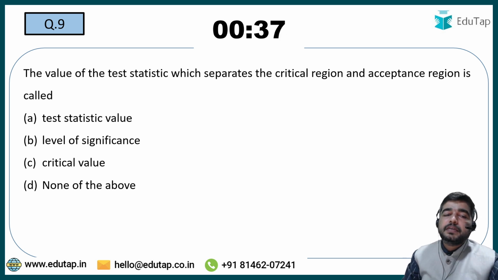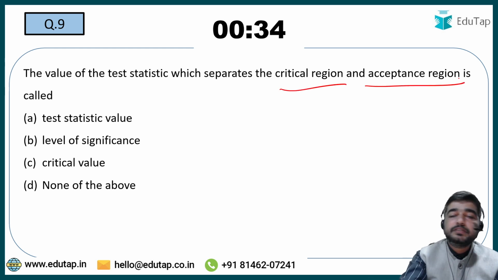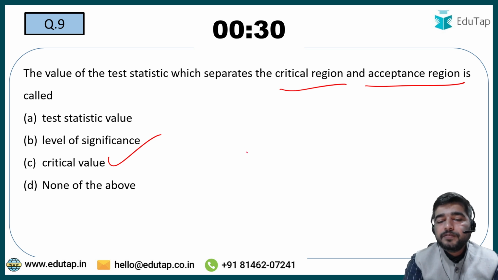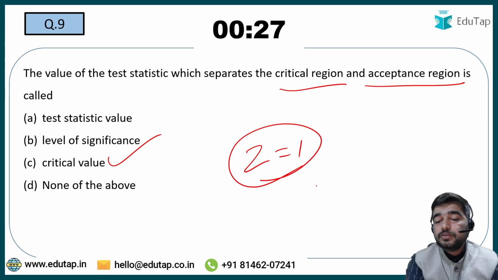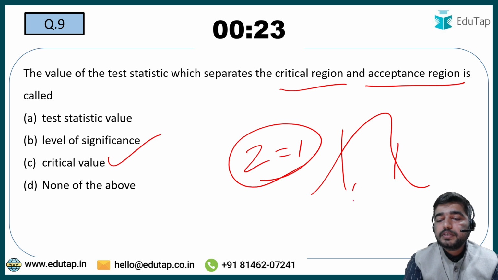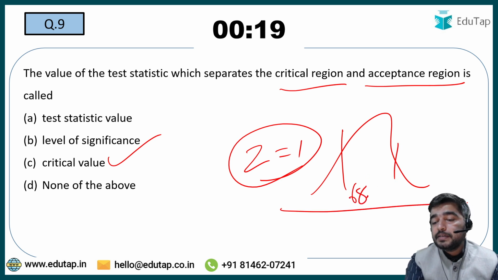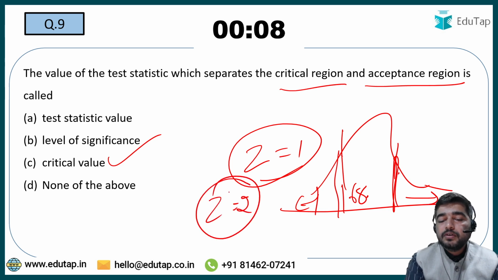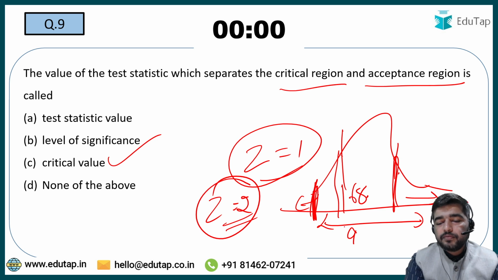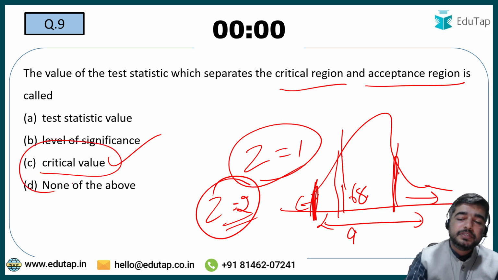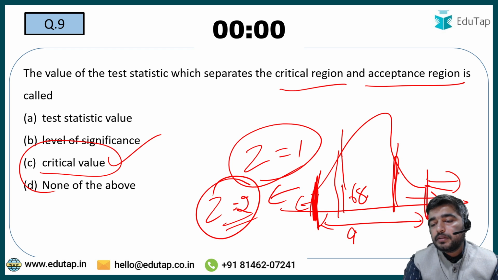The value of the test statistic which separates the critical region and acceptance region is the critical value. For example, a value of z equal to 1: you accept around 68% of the probability, which lies within the region. Outside is your critical region. When z is 2, the probability distribution around 2 is around 95%. So the critical value is the value beyond which you reject the null hypothesis. Simple.